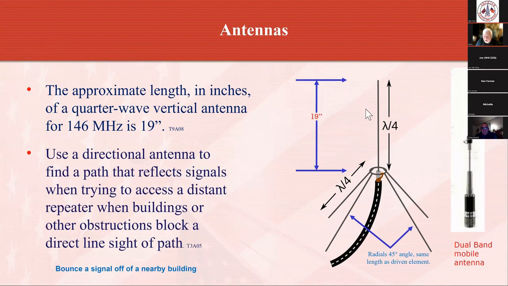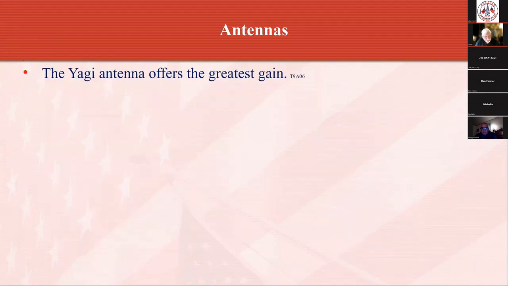So you bounce a signal off of a nearby building, like we said. Now, the degree to which an antenna focuses a signal compared to a dipole or some reference antenna is called antenna gain. You can make your transmitter very effective in one direction if you have a directional antenna that focuses in that direction.